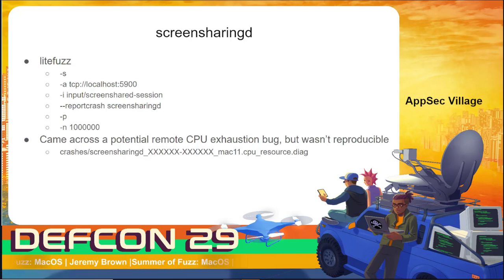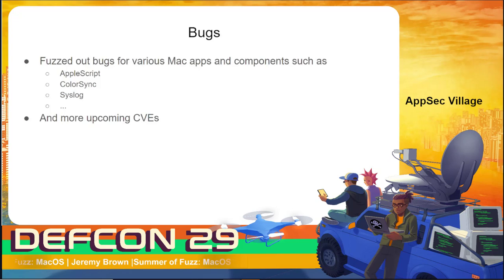Interesting one when just trivial fuzzing. This one looked like a CPU exhaustion bug when fuzzing screensharingd. But it just gives you an example of some of the stuff you may come across when fuzzing. So as far as bugs go, some research is still ongoing. It's kind of early, honestly. But we've fuzzed bugs out of a few different components: AppleScript, ColorSync, syslog, also parsing some interesting stuff, and some more upcoming CVEs. So pretty successful so far, and lots more to come.